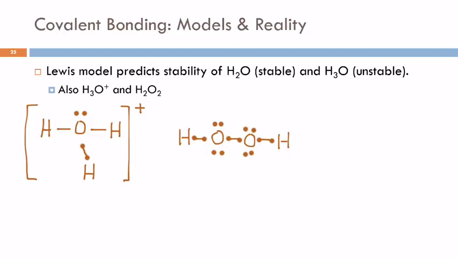Does that satisfy the octet rule? Yeah. Each of the oxygens has 8, and the hydrogens have 2. This is a stable molecule.